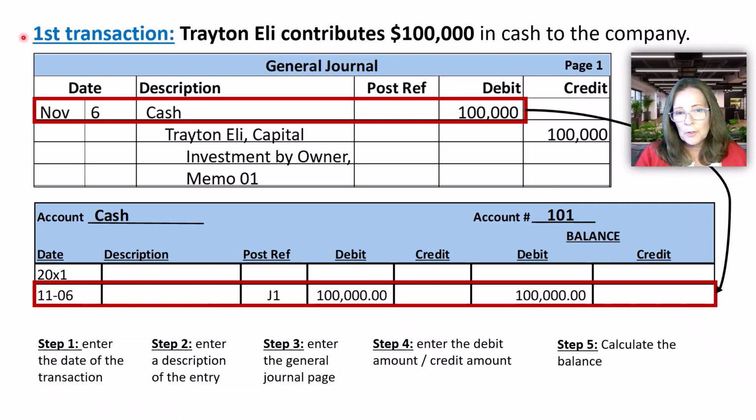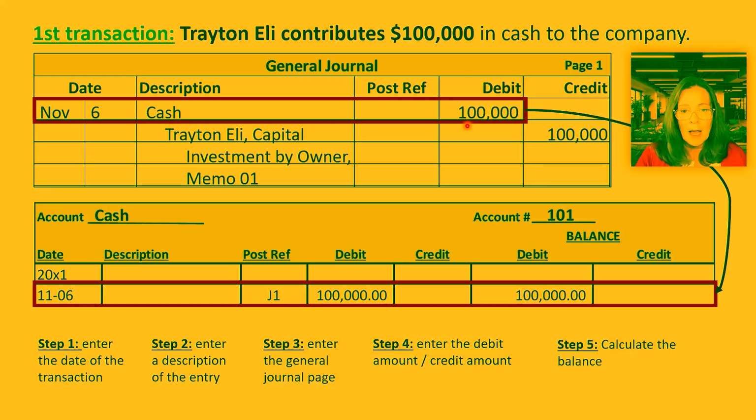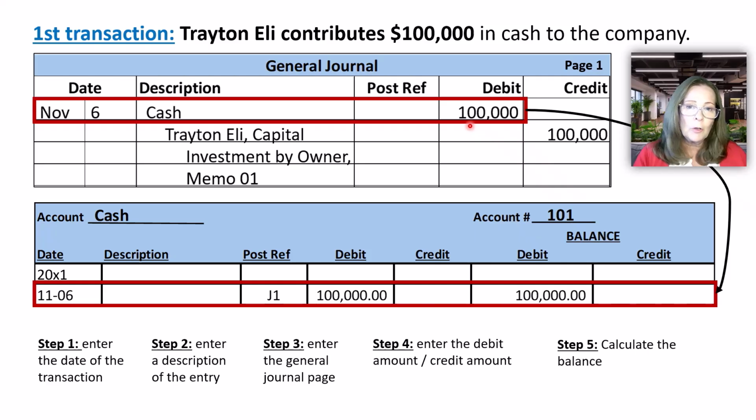Here's the first transaction for Eli's Consulting, where Trade and Eli deposited $100,000 into the company's business bank account on November 6th. In the general journal entry, we recorded this business transaction by debiting cash and crediting Trade and Eli Capital for $100,000. The general journal records transactions in chronological order in which the transactions occur, but now we want to have a permanent record of the transaction by account.